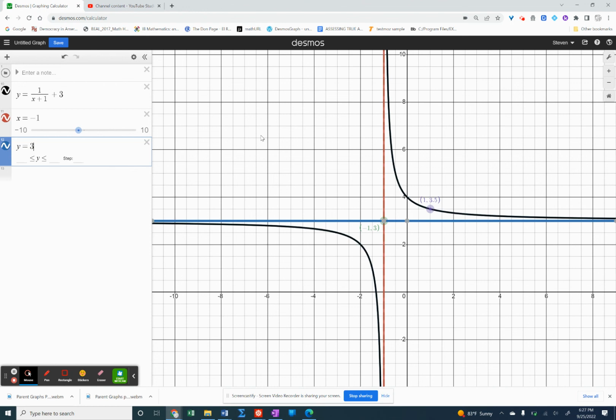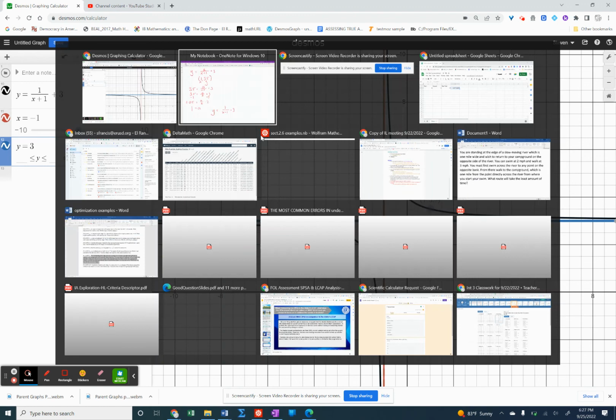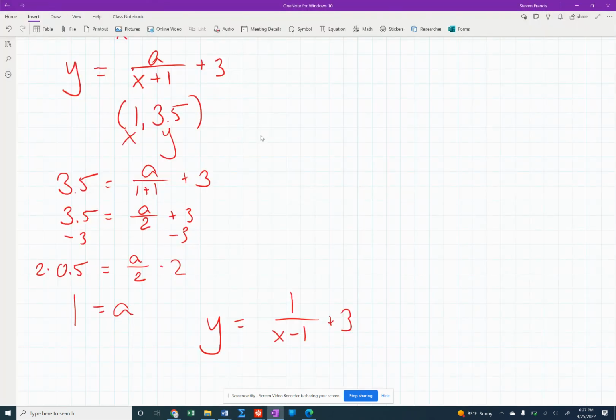So that's how that works. That's how you go about finding the values of a, h, and k when given the picture of the graph.